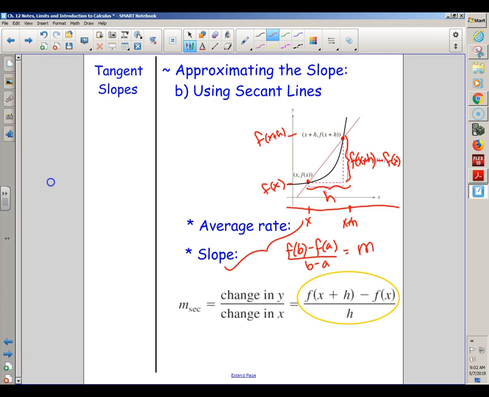But now we have this difference quotient that generalizes it even more and says, you know what, I don't even need 2 points. All I need is 1 point and a how far away. I don't even need 2 points anymore. I just need 1 point, like a point of tangency, and how far away to get to the second point.